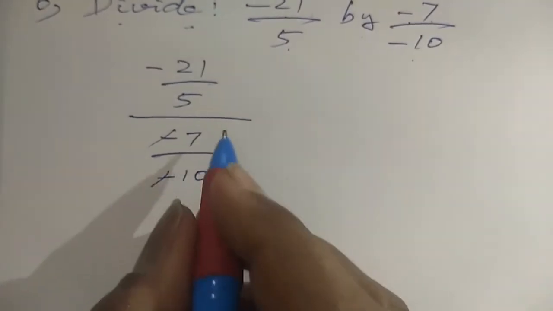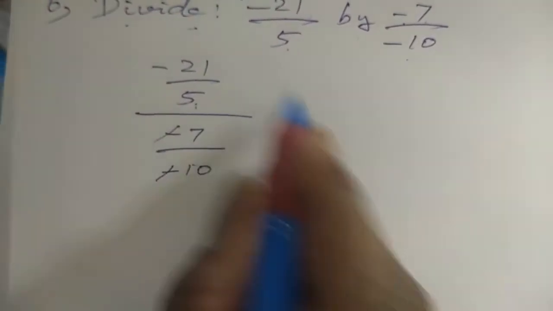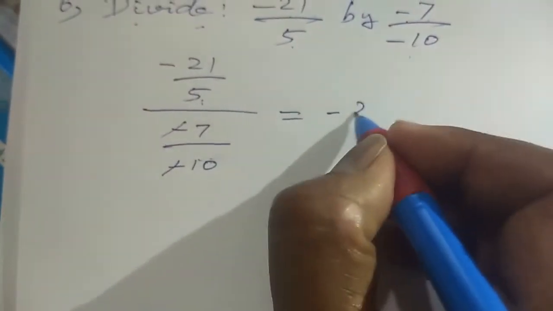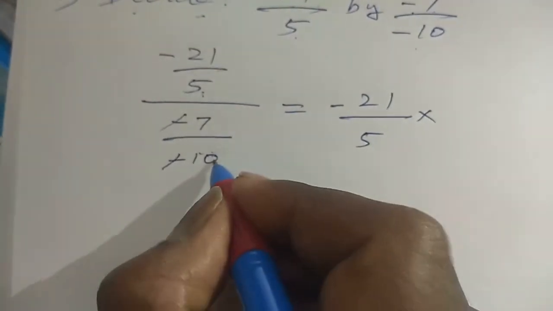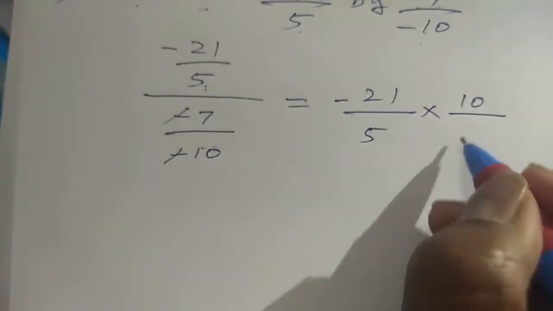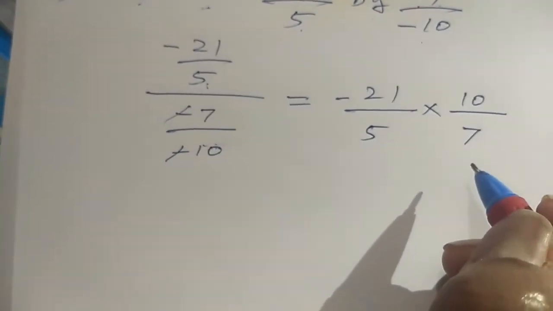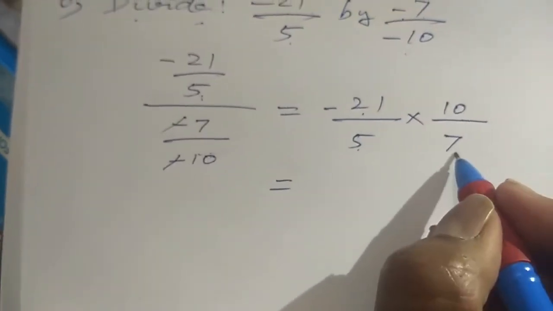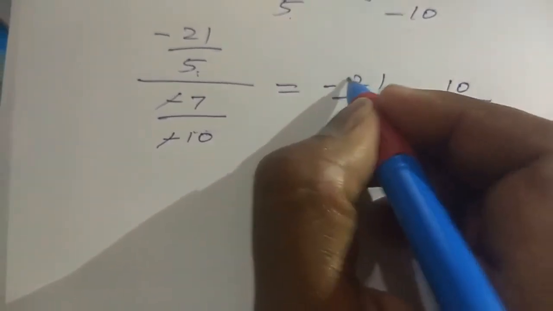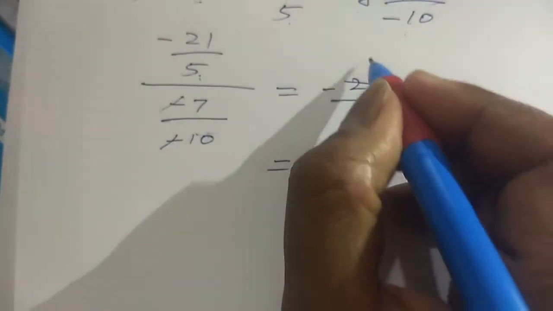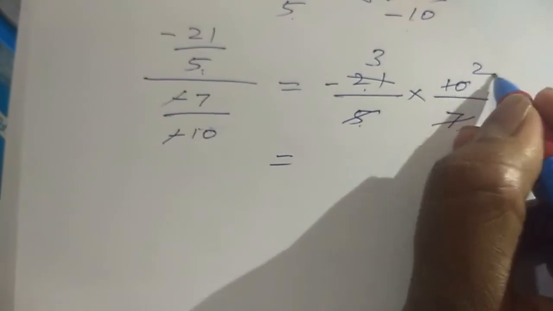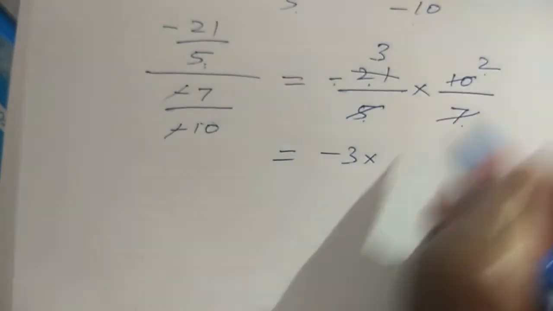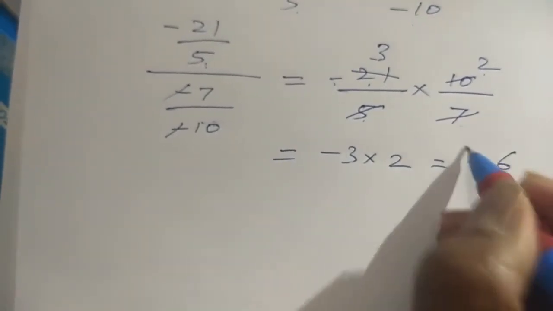So what we got here is what I already told you: the denominator of a denominator becomes a numerator, or we can write it as a reciprocal. So we can write this one as minus 21 by 5 into this 10 will be coming here, and this 7 will be going in the denominator. So what we got as the answer here is minus 21 by 5 into 10 by 7. So now we cancel here. It is 7 3s are 21, and here it is 5 2s are 10. So what we got here is minus 3 into 2, so minus 3 into 2 is equal to minus 6.